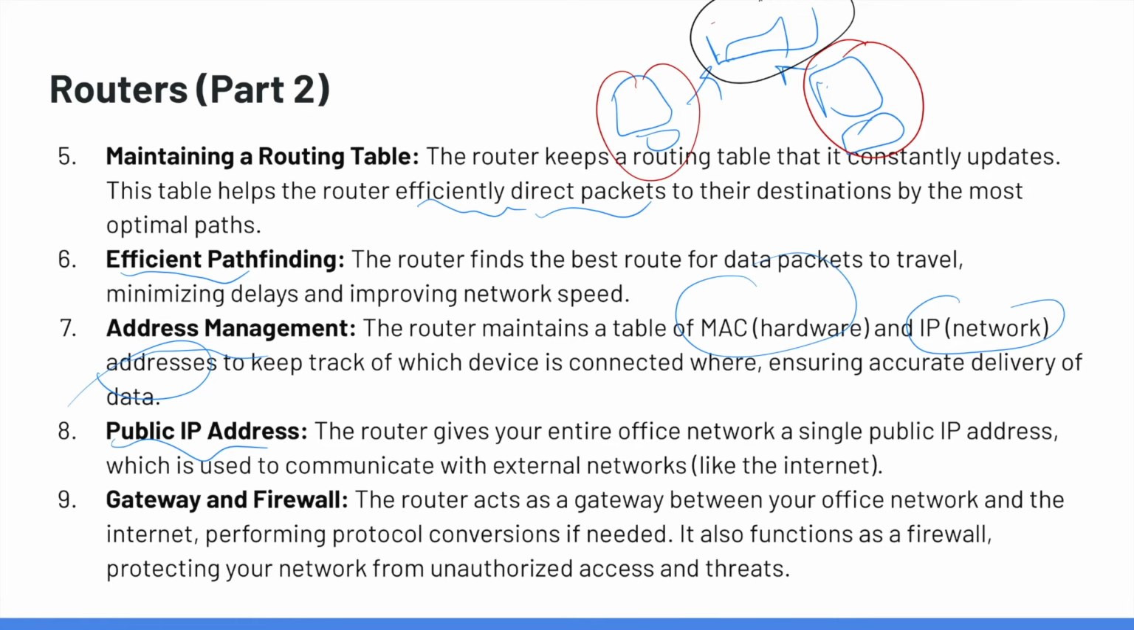Finally, another role that is played by routers is acting as a gateway and firewall. In terms of a gateway, it allows for protocol conversions. So even if your home network is using a different protocol than the internet or another network you're connecting to, that conversion is done so that they can communicate with each other. But also, oftentimes routers can act as firewalls, which allow you to control what other computers and devices can access your network and what can't, basically protecting you from unauthorized access and threats.